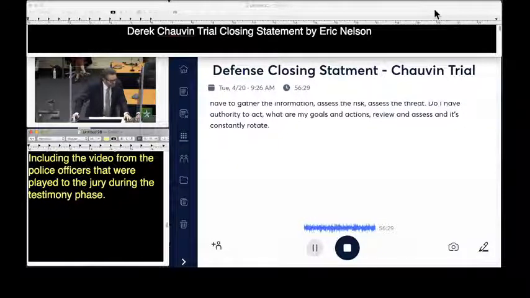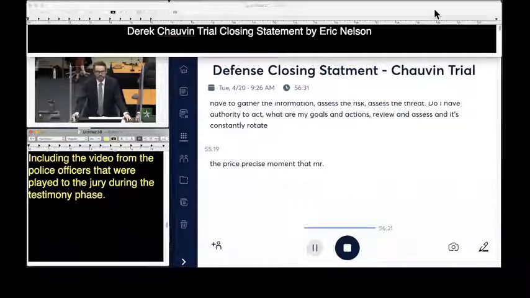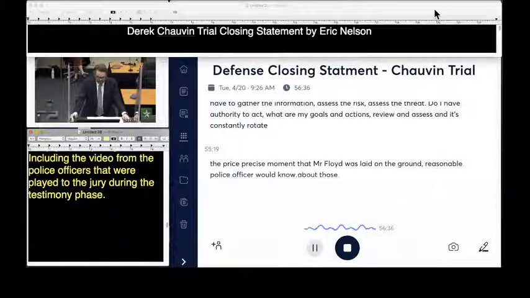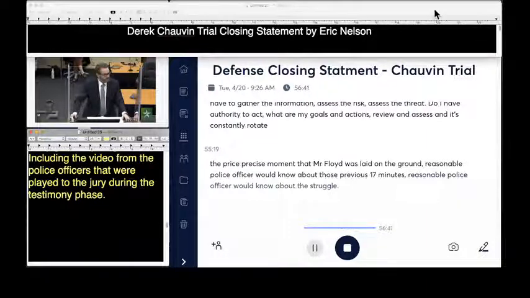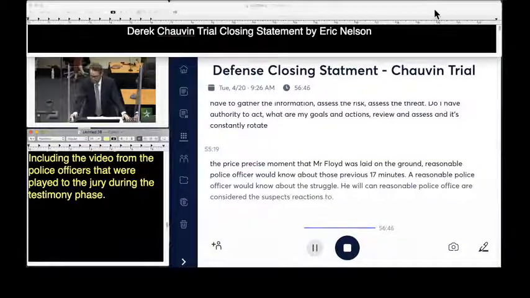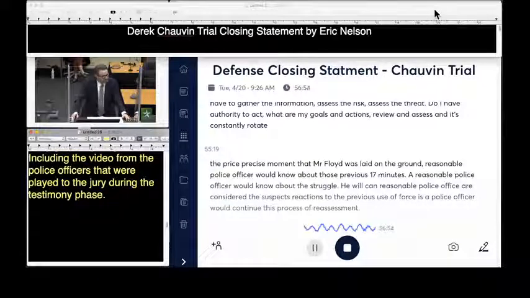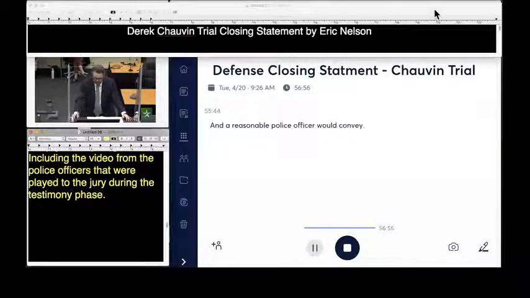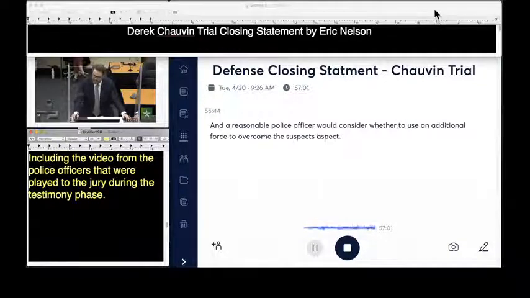At the precise moment that Mr. Floyd was laid on the ground, a reasonable police officer would know about those previous 17 minutes. A reasonable police officer would know about the struggle. A reasonable police officer would consider the suspect's reactions to the previous use of force. A reasonable police officer would continue this process of reassessment. And a reasonable police officer would consider whether to use an additional force to overcome the suspect's level of resistance, right? So 9 minutes and 29 seconds.